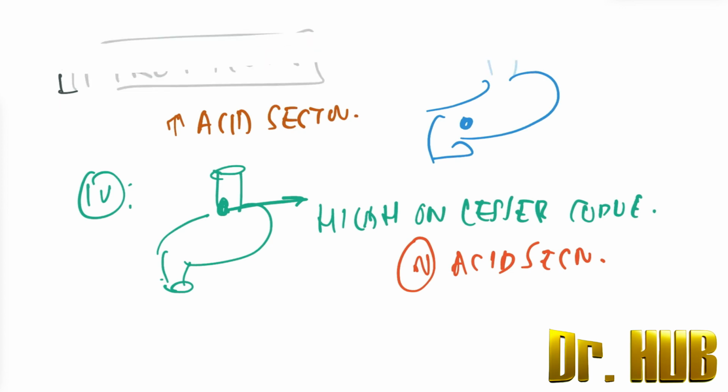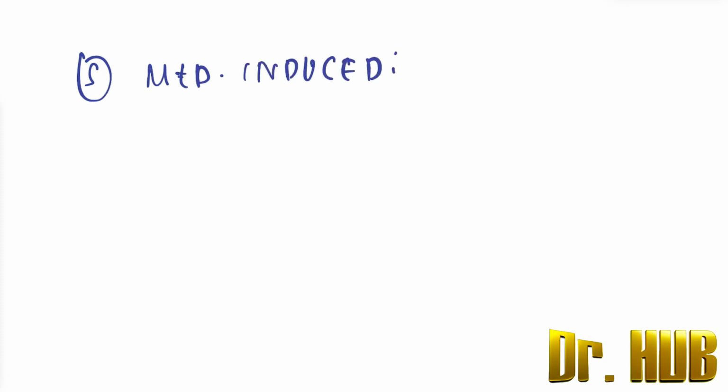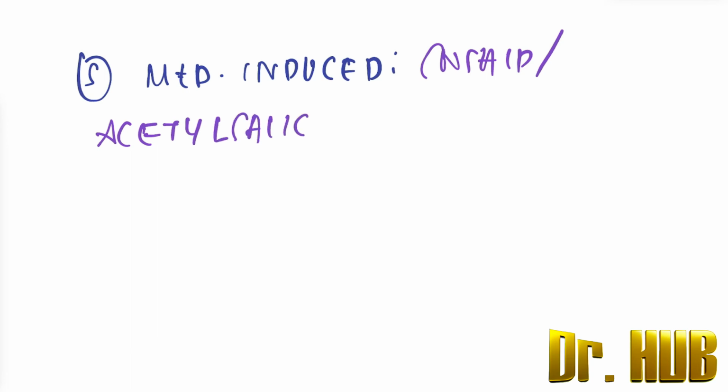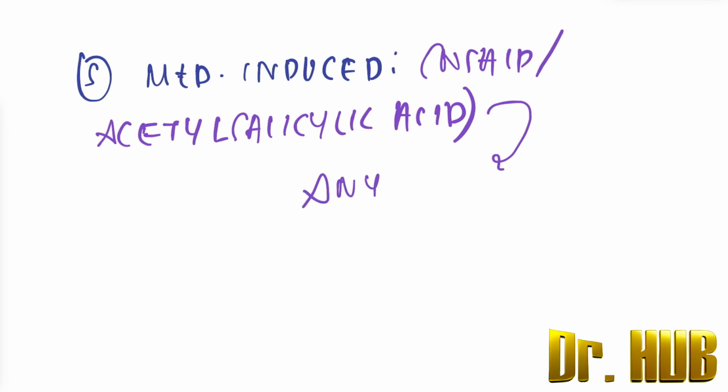Lastly, we move on to the fifth variety. Fifth means it is completely medication induced. By medication induced, we mean the presence of NSAIDs, and the presence of acetylsalicylic acid. So it can be present anywhere in the stomach. Till now we saw it can be present in specific locations. Here it is anywhere in the stomach.